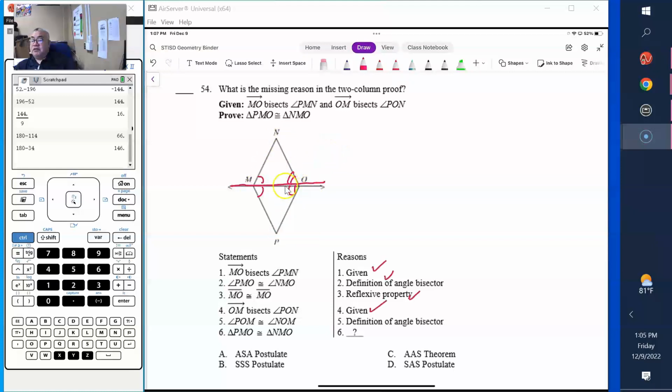Given, I just drew the bisector, and what happens is these two angles are going to be congruent. So why are these two triangles congruent? PMO is congruent to NMO, and what is it? Well, we have the two angles and the included side, so it's going to be A.